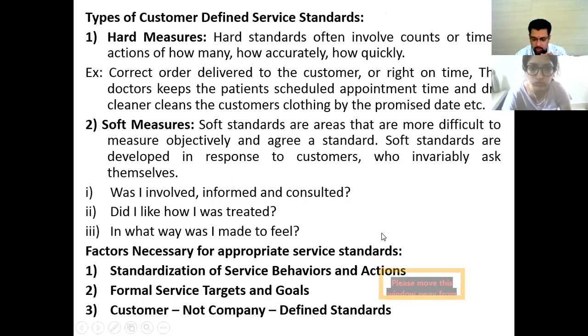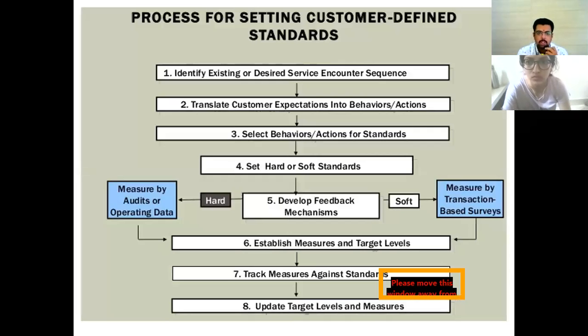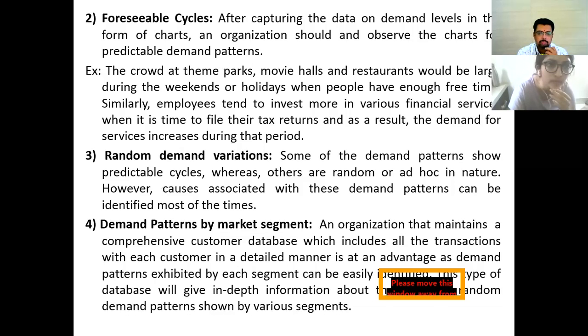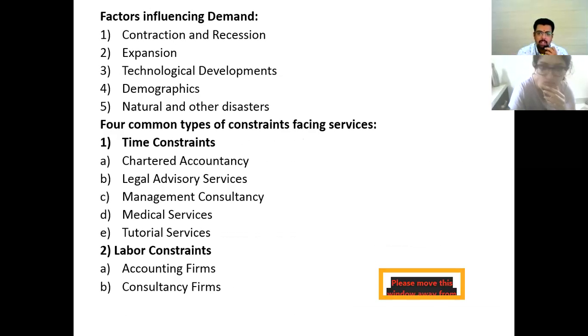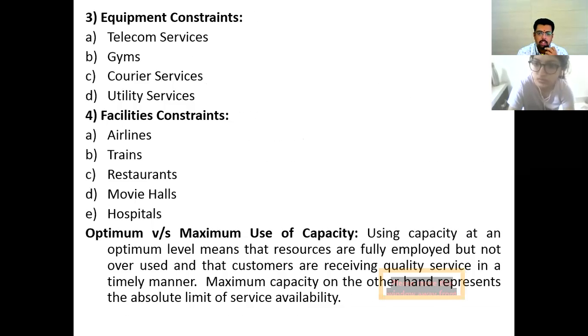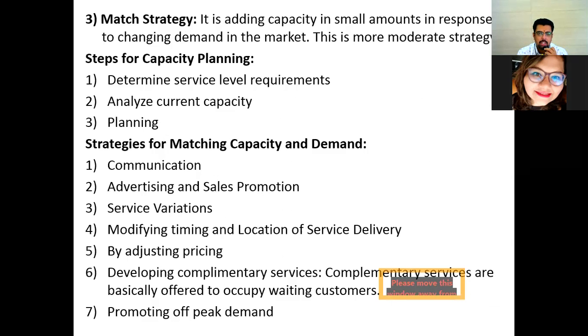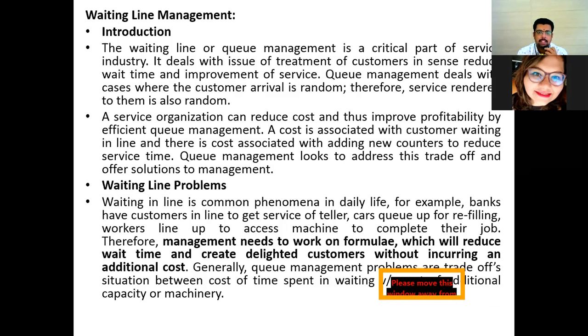Then you know already, no need to discuss the types of customer defined standards, hard measures, soft measures, then process, then what the challenges are and what the demand patterns are, then what the factors influencing demand are, then common types of constraints facing services. Then what is optimum versus maximum use of capacity, what capacity means, types of capacity planning, lead, lag, and match strategy, what steps come under that. Then what the strategies for matching capacity and demand are, and exactly what waiting line management is, which I discussed.